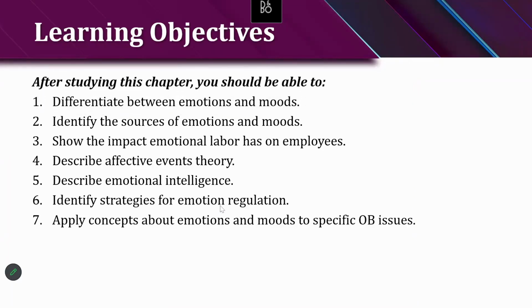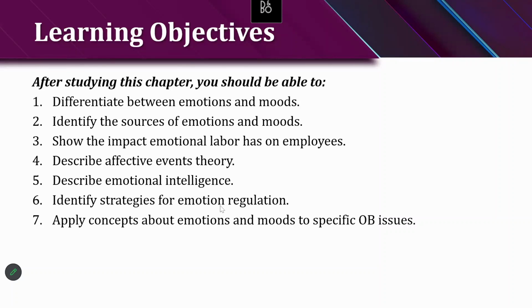At the end of Chapter 4, we are expected to achieve these learning outcomes. The first one is differentiating between emotions and mood. Usually, without proper theoretical or conceptual knowledge, people think that emotions and moods are almost the same. Sometimes we use the term emotion, sometimes we use the term mood. Conceptually there are some differences. Both are not the same. We use the terms interchangeably, but there are differences, so we will try to differentiate both terms.